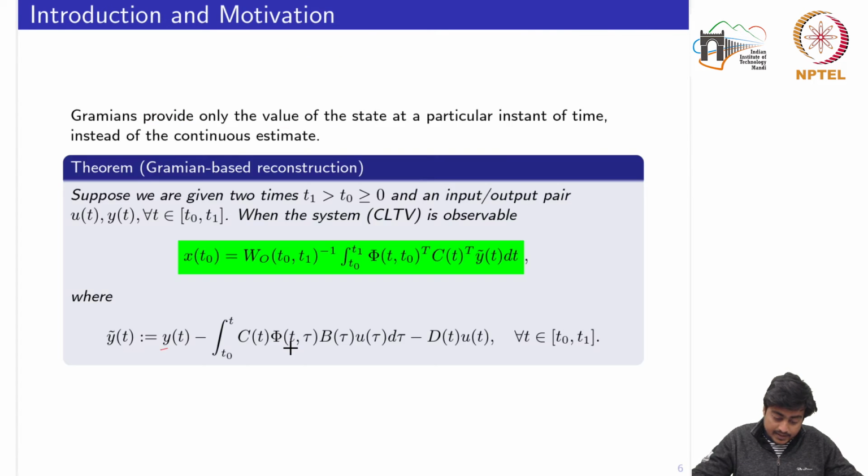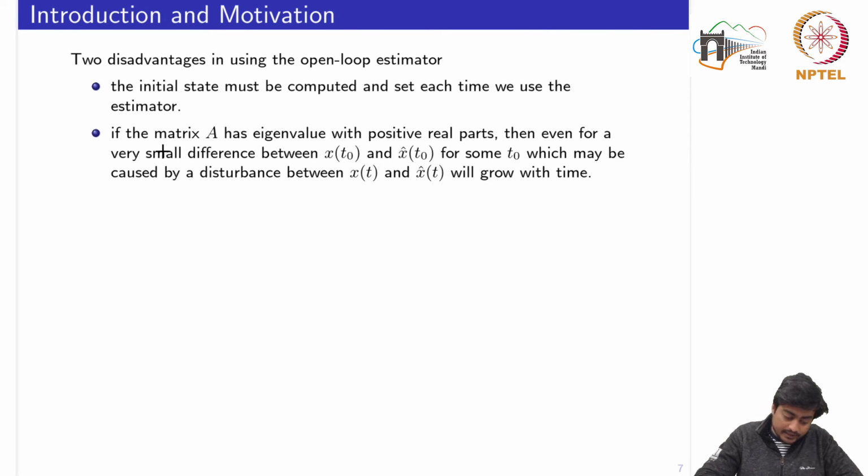So this is the second disadvantage: if the matrix A has an eigenvalue with positive real part, then even a very small difference between x of t naught and x hat of t naught for some t naught, which may be caused by a disturbance between these two state trajectories, will finally make the error grow with time.